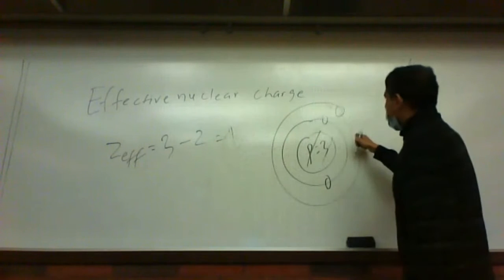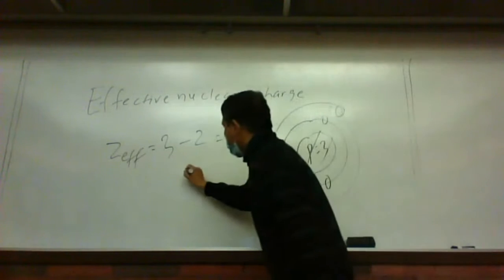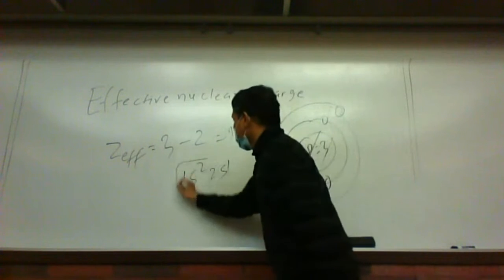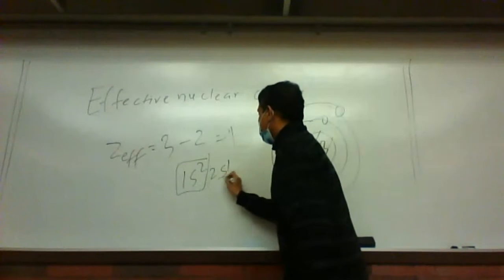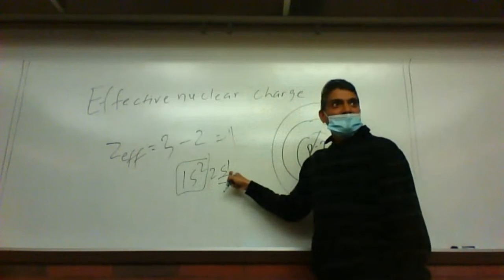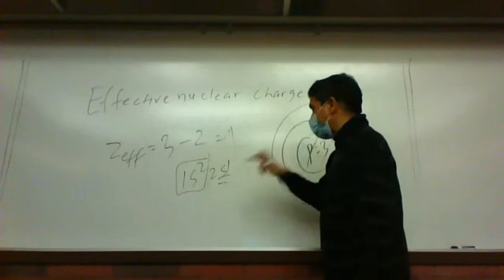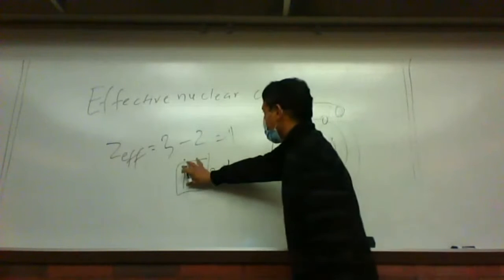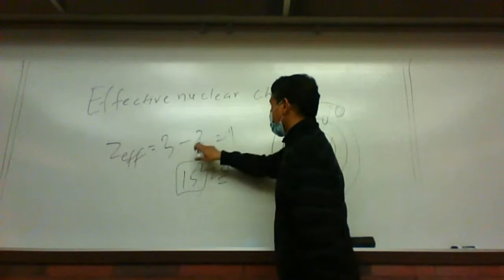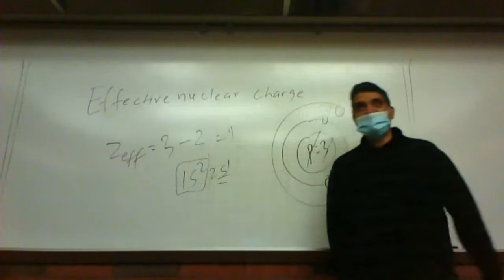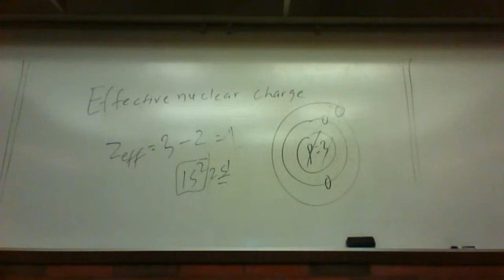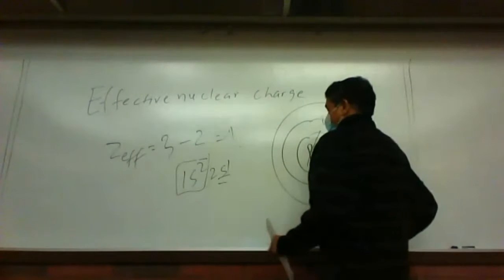You could also write this another way, like this: 1s2, 2s1. 1s2 are these 2 electrons, and this is the outermost electron. So you can write it this way also. What is the force experienced by this electron? There are 3 protons, and the inner electrons are 1s2. I subtract this, and that is 1. So either way is good. Make sense? Good.